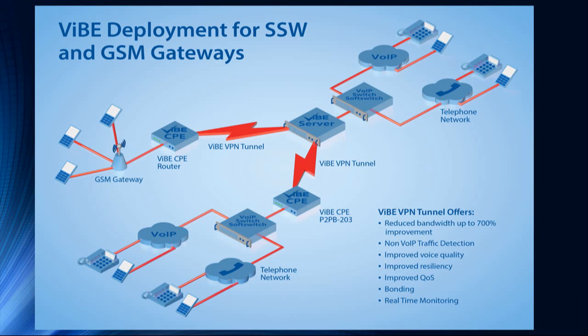In this diagram showing ViBE being deployed across two sites, you will see there's a ViBE server situated next to your soft switch. The ViBE CPEs are either situated next to your GSM gateway or next to another soft switch or another site. The ViBE tunnels are created between the CPE devices and the ViBE server. And the last part of the equation that you will require is licensing for the ViBE server in order to make it operate correctly.